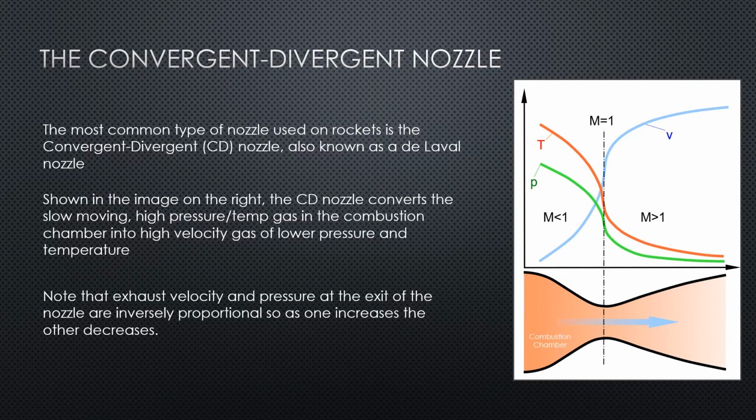The most common type of nozzle used on rockets today is the convergent-divergent nozzle, also known as the de Laval nozzle. Shown in the image on the right, the CD nozzle converts the slow-moving, high-pressure and high-temperature gas in the combustion chamber into high-velocity gas of a lower pressure and temperature. Note that the exhaust velocity and the pressure at the exit of the nozzle are inversely proportional, so as one increases, the other decreases.